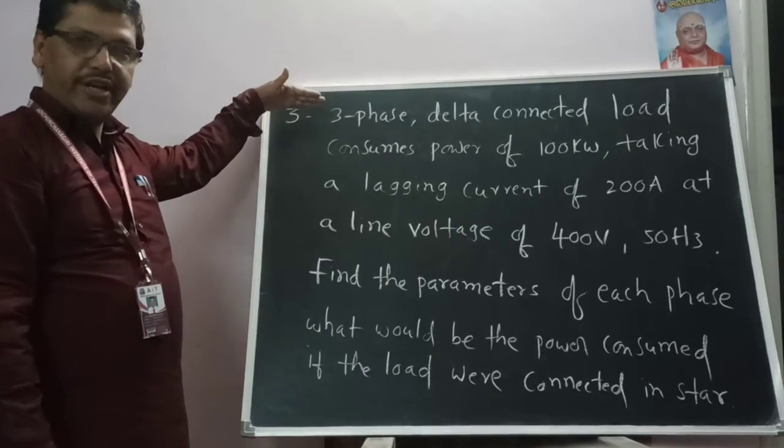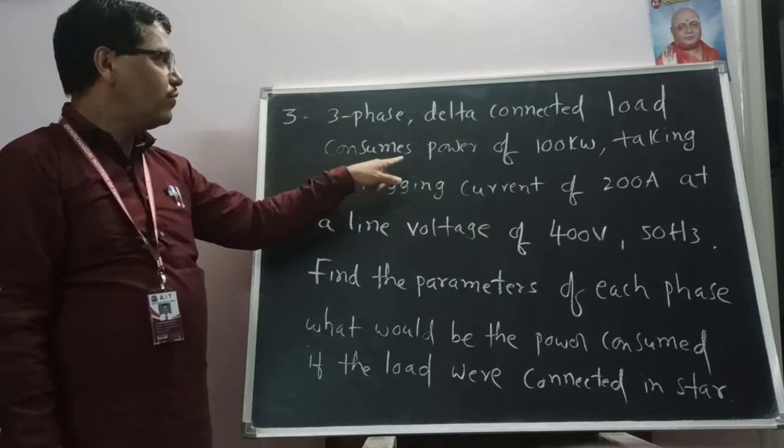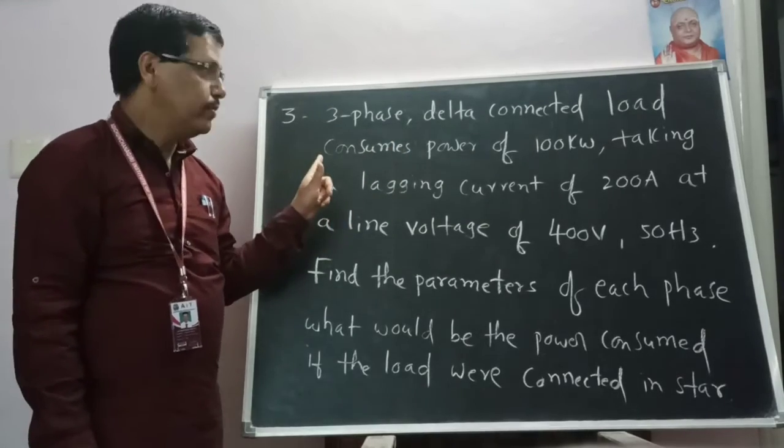Now the third problem, connected in delta. A 3-phase delta connected load consumes a power of 100 kilowatts. Here the power is given.